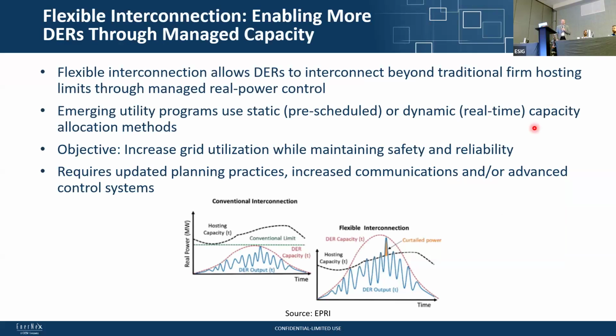So really what we're talking about is trying to enable more DERs to interconnect beyond just traditional firm hosting. We're going to talk about different ways that this can be done, but basically either through curtailment, whether that's scheduled or more of a real-time dynamic. We'll talk about those different methods and what goes into it. But how can we get more DERs connected with the grid we have? So we want to increase grid utilization, but obviously maintaining safety and reliability. That's obviously paramount.